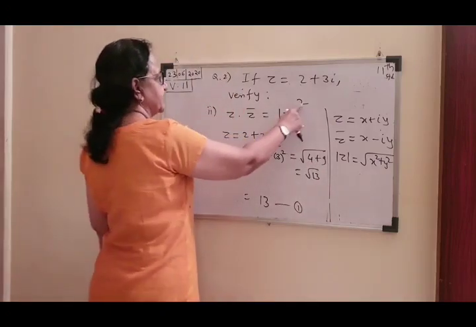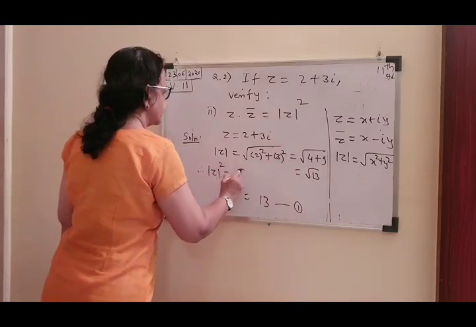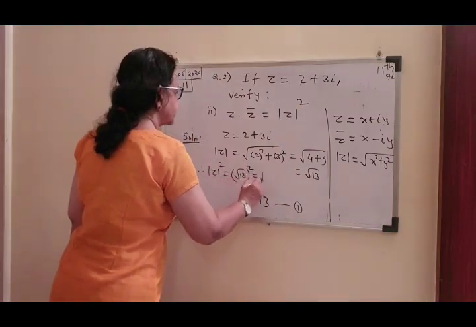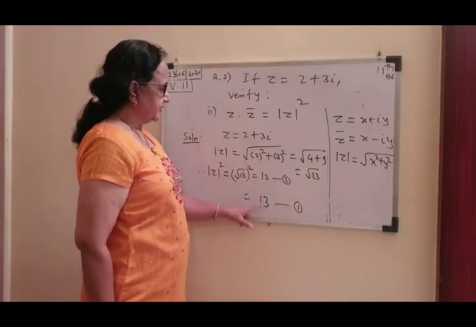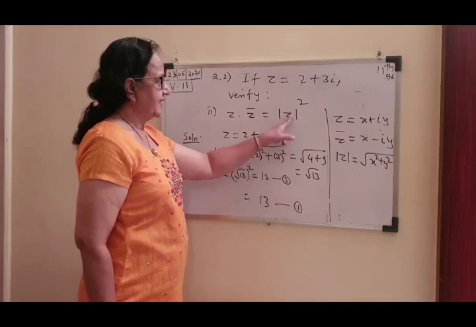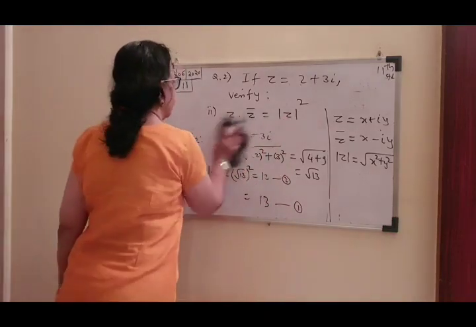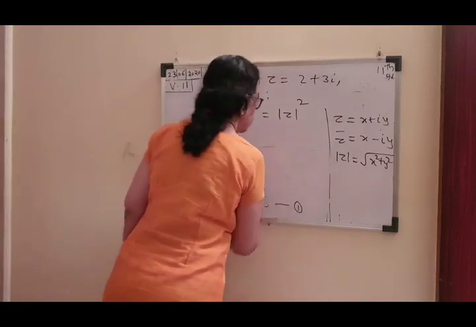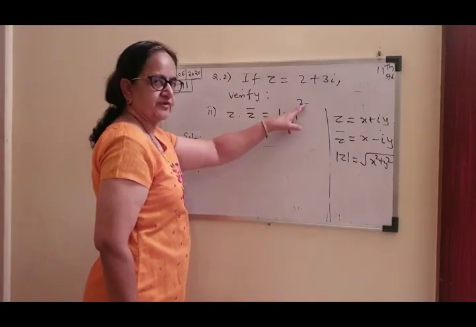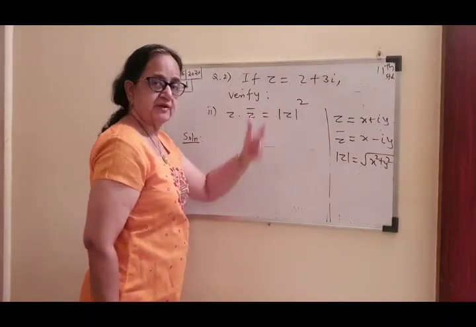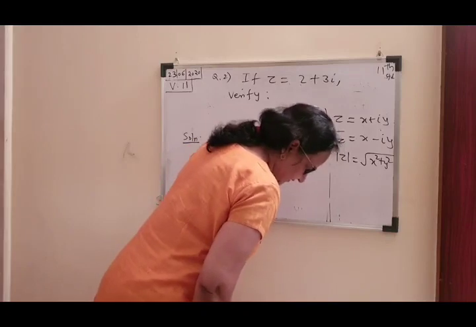And then mod Z, make a square of it. Therefore mod Z square is root 13 square, which is 13. Call it number 2. Now the product, I got 13 from number 1 and the RHS also I got 13. Both are equal. Therefore from 1 and 2, I verified Z into Z bar equals mod Z square. Somewhere I will be able to use this as a property directly. And one more result, the third one.